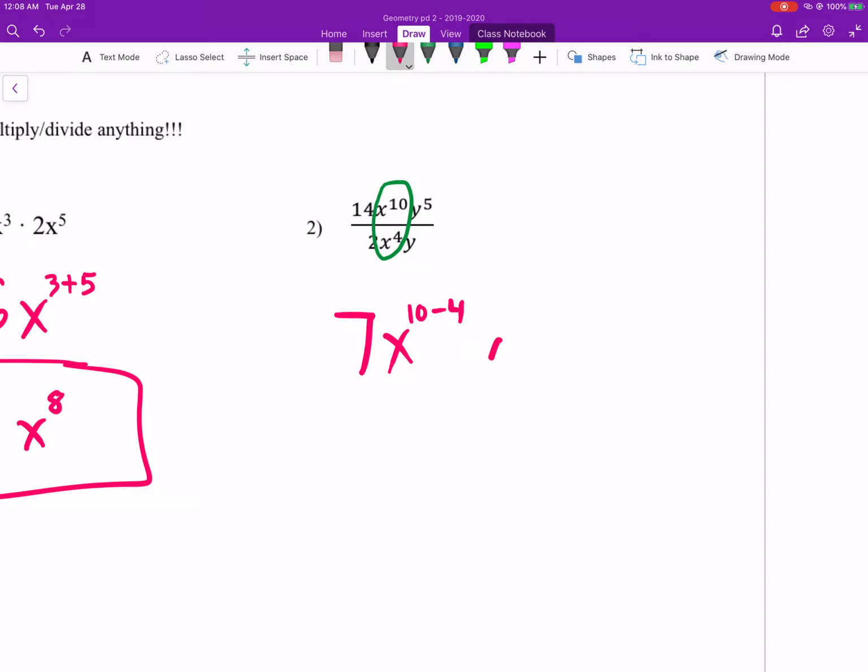Now for y, we're going to lock in on our y terms, our variable there. So y to the 5th divided by y. So 5 minus what? Remember that y is to the first power. A lot of invisible ones. If you don't see an exponent, that's 1. So your exponent, this is now y to the 5 minus 1. So your final answer would be 7x to the 6th, y to the 4th. Done.